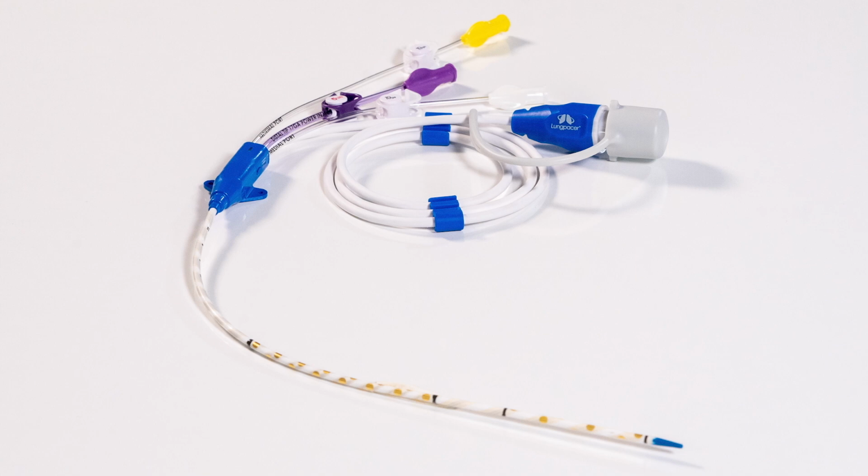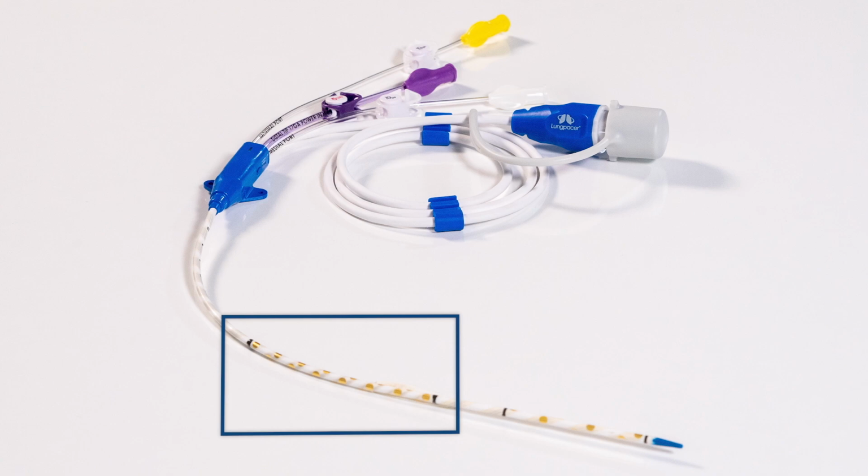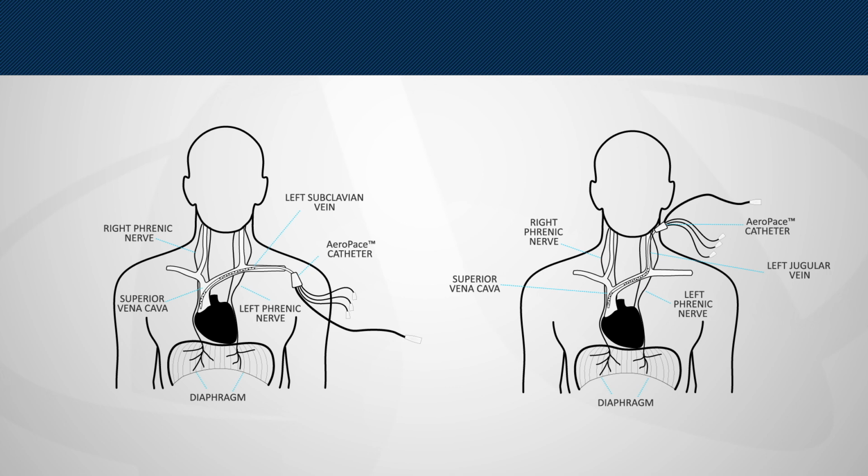The AeroPace catheter is a single-use 8.5 French triple-lumen central venous catheter with a high-pressure injectable distal lumen. The catheter contains 30 electrodes, arranged in 2 arrays. The distal array is intended to deliver stimulation to the right phrenic nerve, and the proximal array is intended to deliver stimulation to the left phrenic nerve. The catheter can be placed via the left subclavian or left jugular vein, using the Seldinger technique.